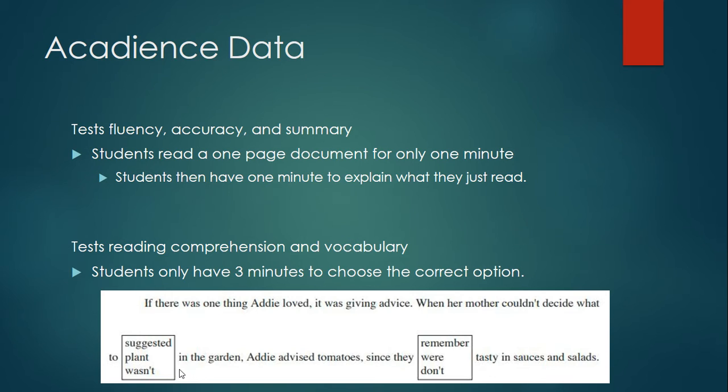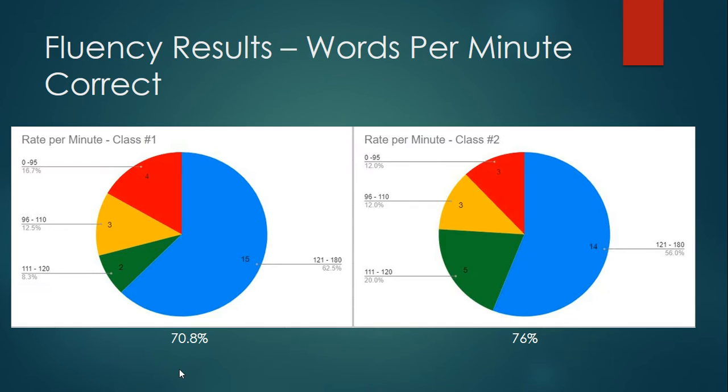So what I did is I administered Acadience in the beginning of the school year for my benchmarks, and that was able to determine exactly where my areas of need and areas of strength were with my students. I currently have pie charts. This is what I use for the beginning of the year just to make it easier to see exactly where the areas of need and growth were.